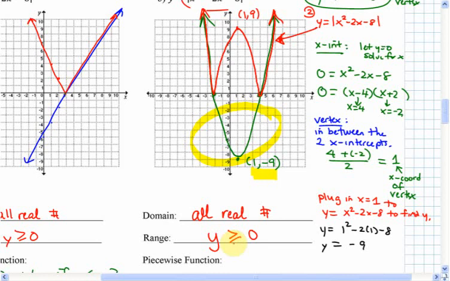Now, ladies and gentlemen, here's the hard part. What's the piecewise function? How many pieces do you think you have here? Like 12? 2? 4? I would say 3. Just watch for a sec. This becomes your first piece, this part. This becomes your second piece, the part that got reflected. And this becomes the third piece over here. Okay? 3 pieces.